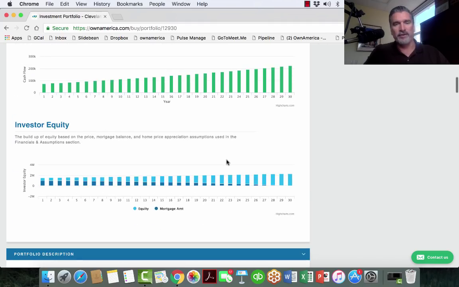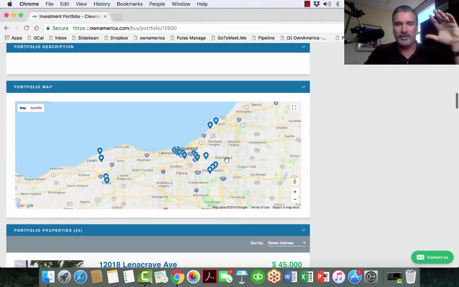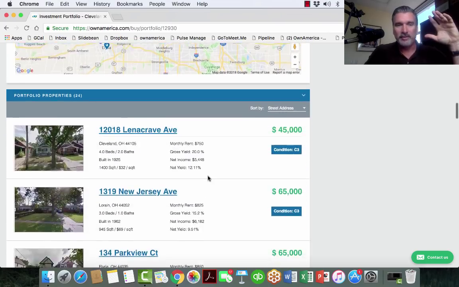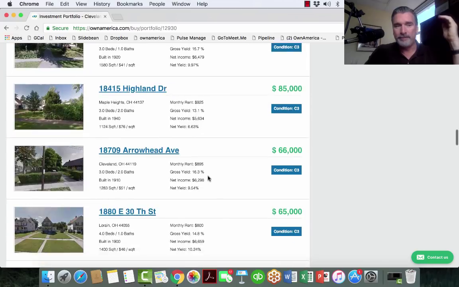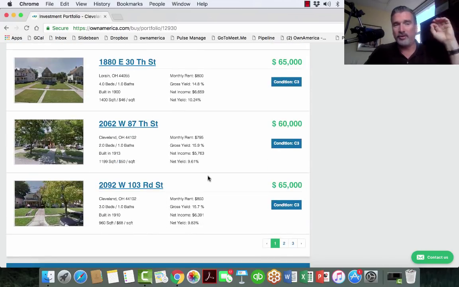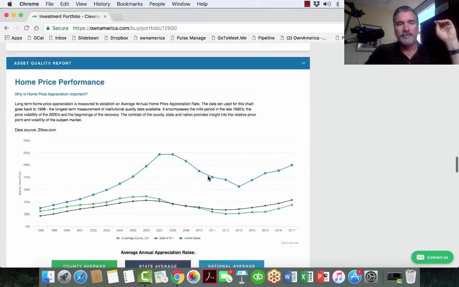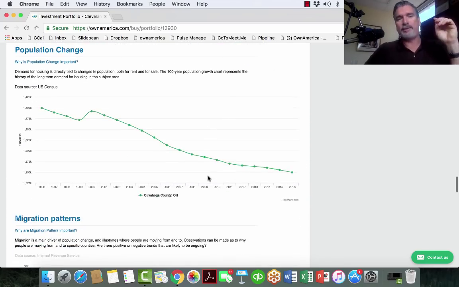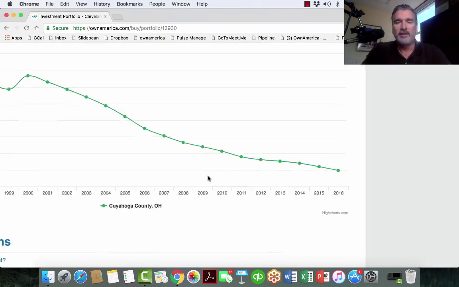Let me go down to the market fundamentals because your question might be, do I want to invest in Cleveland? So now that I understand the numbers, here's the mapping. You see some good clustering in and near the downtown. You can look at every individual property. These are not glamour shots. These are Google Street View images, so this is totally transparent. Here's that price appreciation chart. Here's the population change. Now, here's where it gets a little touch and go.